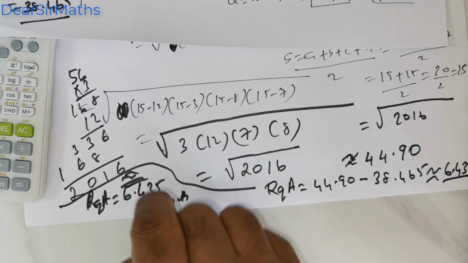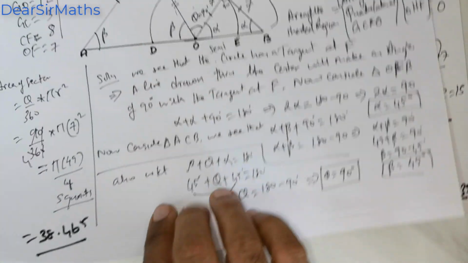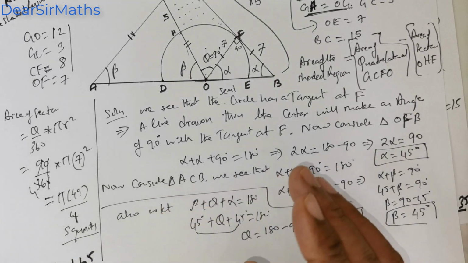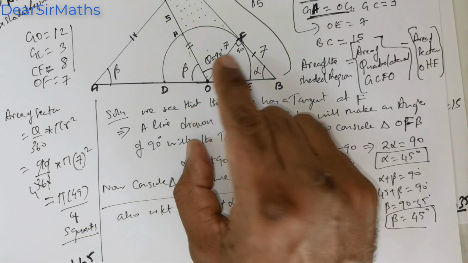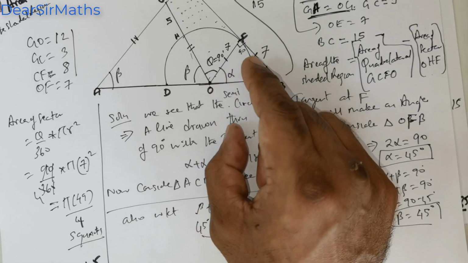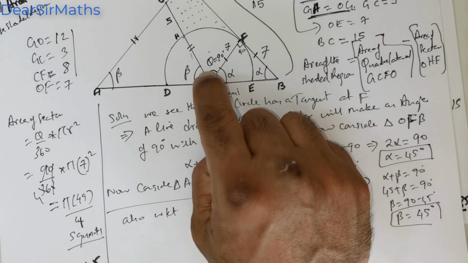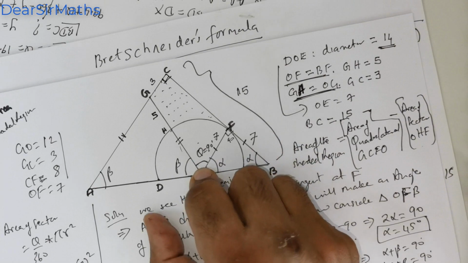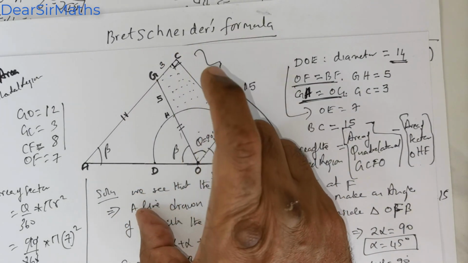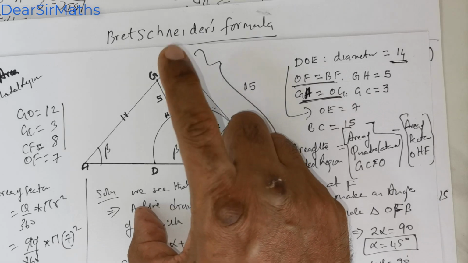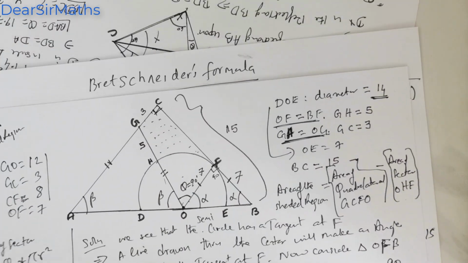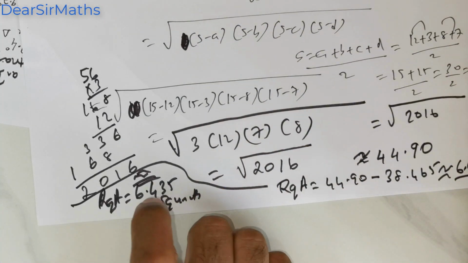So this is a beautiful question. Why is it so beautiful? Because you first need to use the concept of isosceles and get the value of theta, and then use Bretschneider's formula to get the area of the quadrilateral. Then from the area of the quadrilateral you subtract the area of the sector, and that would lead you to the required area.